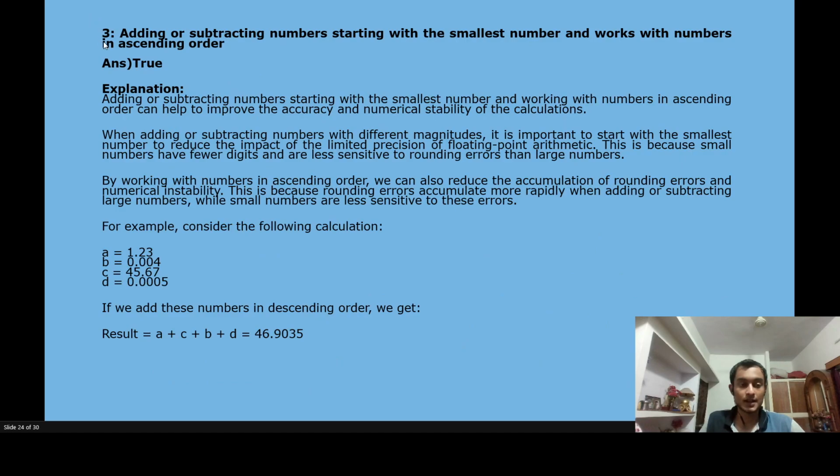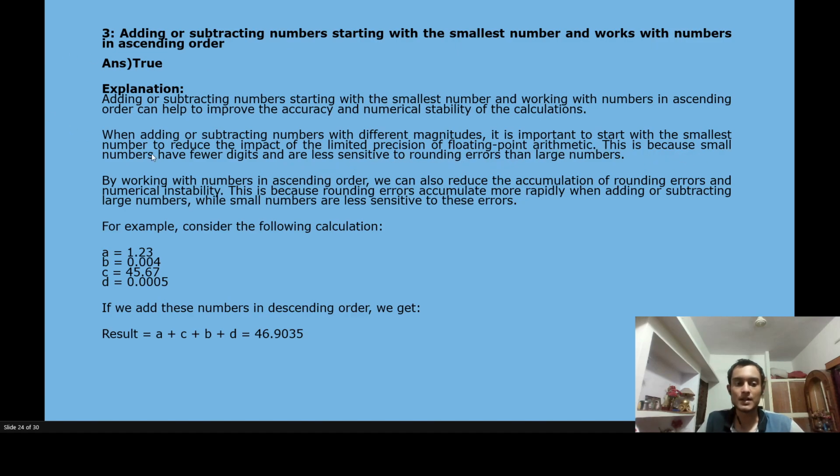Now moving to the third statement: adding or subtracting numbers, start with the smallest number and work with numbers in ascending order. This statement is true because adding or subtracting numbers starting with the smallest number and working in ascending order can improve the accuracy and numerical stability of the calculation. When adding or subtracting numbers with different magnitudes, it is important to start with the smallest number to reduce the impact of the limited precision of floating point arithmetic.